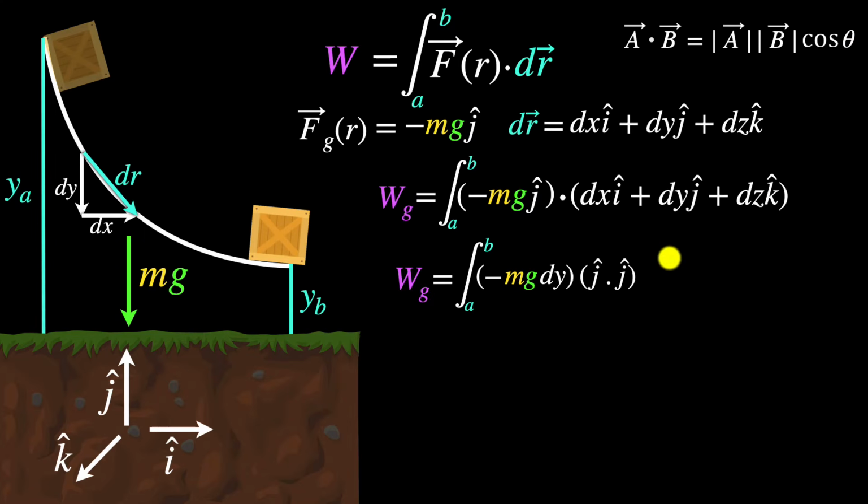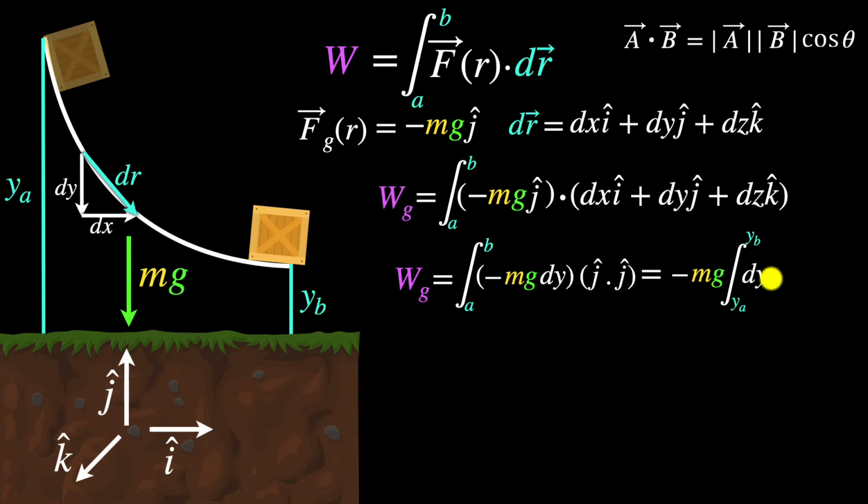Cos 0 is 1, which means this term is 1 times 1 times 1, which is just 1. So we are only left with this part. And now I can pull out the constant. Minus mg is a constant. And so if I pull it out, I get minus mg times the integral of just 1 with respect to y. And since we are integrating only with respect to the y direction over here, our bounds are from ya to yb. So let me just change those bounds from ya to yb.